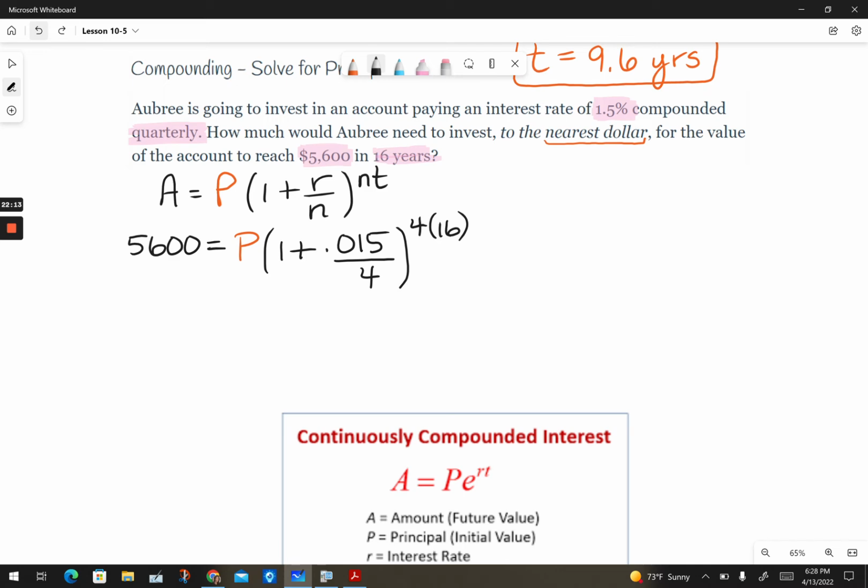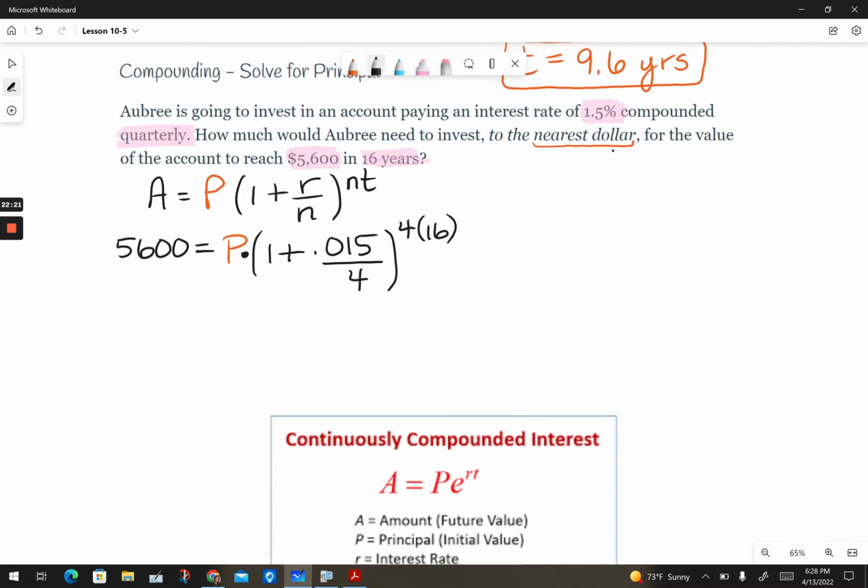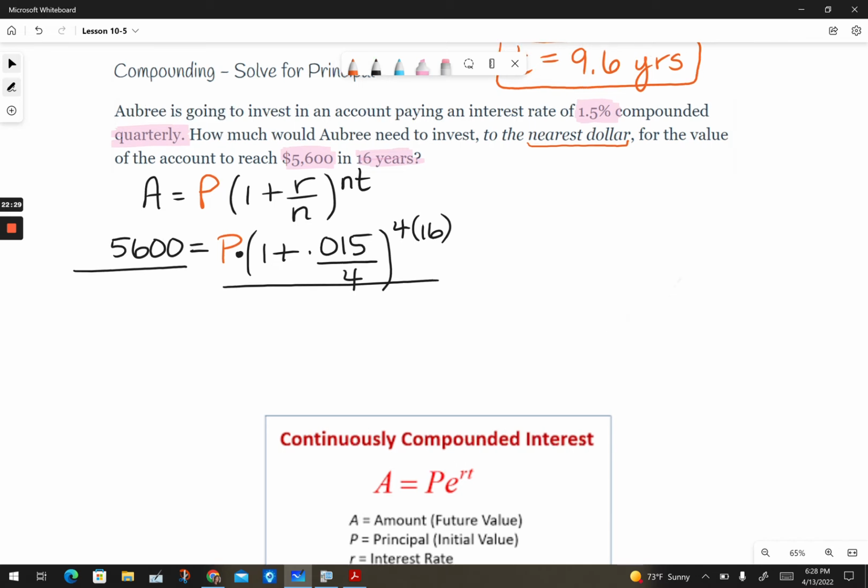Okay, so I'm going to rewrite 1 plus 0.015 over 4. And I'm going to go ahead and say 4 times 16 is 64. I'm going to put 64 there. In order for this to cancel, see, I'm doing that because I want to get rid of that and isolate P. But whatever I do on one side, I must, of course, do on this side.